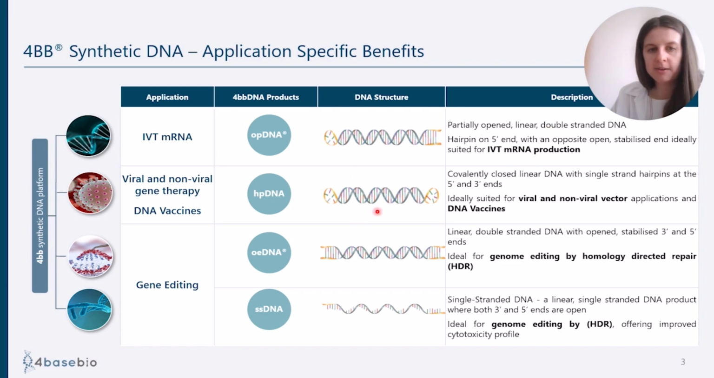We have a hairpin DNA, which has its hairpins at both ends, making it very stable. This is typically used for viral vector production, and also is what we encapsulate in our nanoparticles for DNA vaccine applications and any gene replacement applications as well.